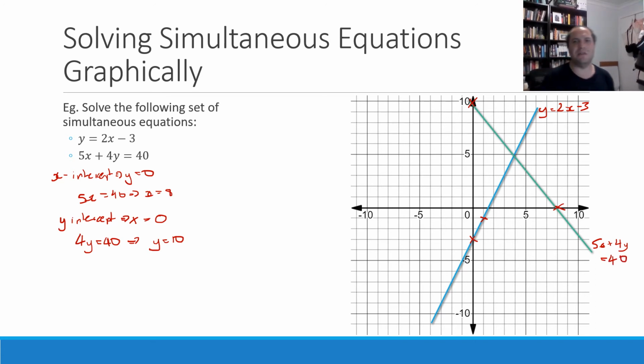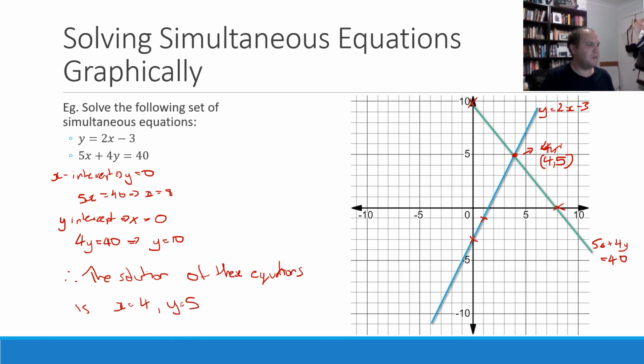Now our simultaneous solution is the point that solves both equations at the same time. Graphically, that's where they cross. So that's this point here, and the coordinates of that point are 4, 5. So we can say therefore the solution of these equations is x equals 4, y equals 5, or we could just write them as coordinates (4, 5).